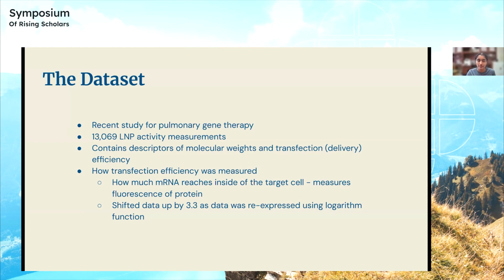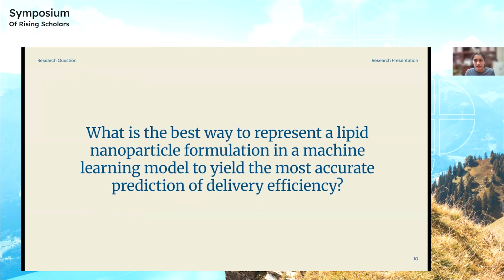to account for the negative values in the delivery efficiencies, and because I re-expressed my data using the logarithm function. So my research question was, what is the best way to represent a lipid nanoparticle formulation in a machine learning model to yield the most accurate prediction of delivery efficiency?